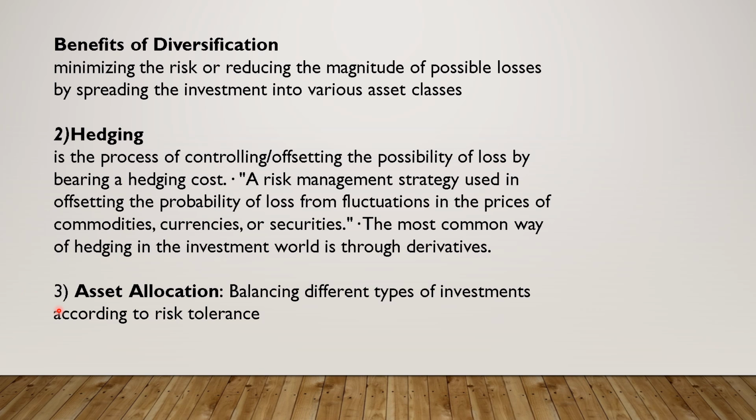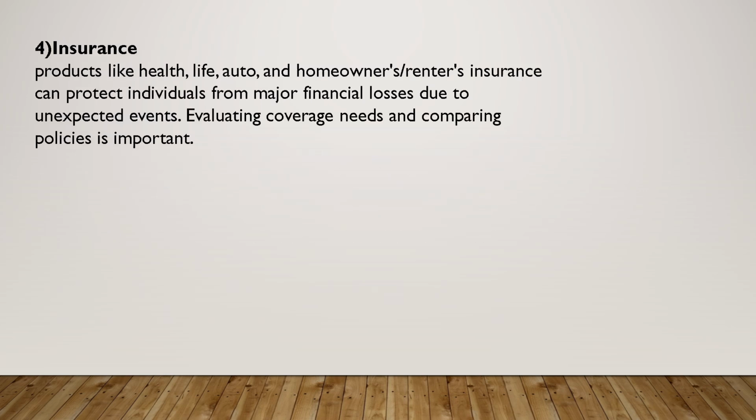At number 3, we have asset allocation. You have to balance different types of investment according to risk tolerance. As we know, stocks have high risks and others have lower risks. So in this asset allocation, you have to balance your investments according to the risks that your assets have.